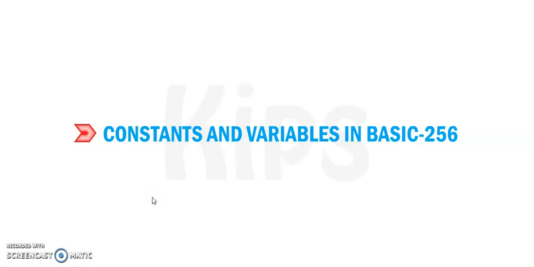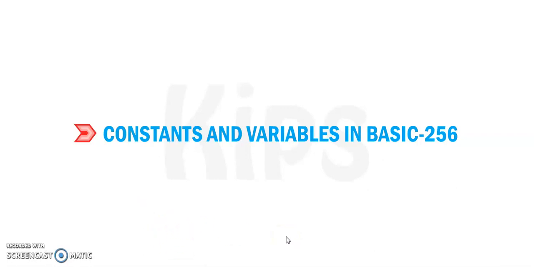In the last class, I explained the basic 256 programming language: how to start basic 256, the components of this programming language software, and how to save, open, and exit from this software. Now, today's topic is constants and variables in basic 256.